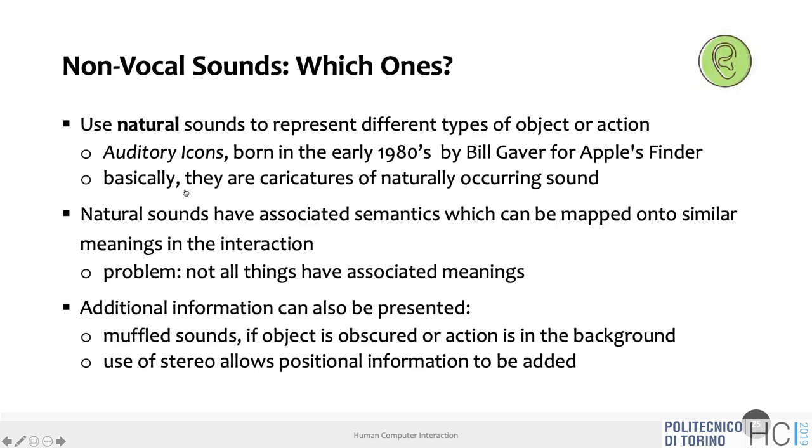Moreover, for these auditory icons, in some cases we can also use additional information. So for instance, stereo sound to allow positional information in a computing system, or muffled sound if an object is in the background or is less important than another. We can use, for instance, a natural sound for something that is in the background of a computer system, while we have a more prominent sound for something in the foreground. If these two sounds happen at the same time, the second one is in the background, is muffled, it's less prominent.